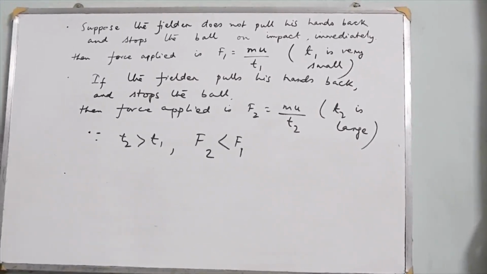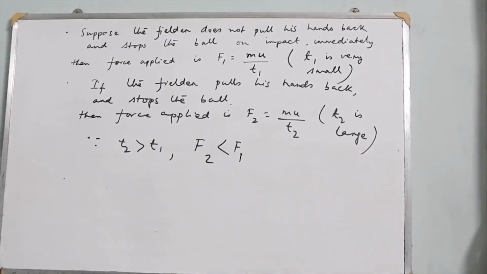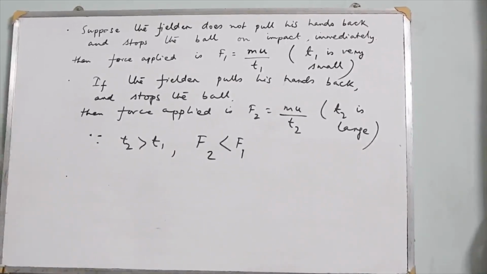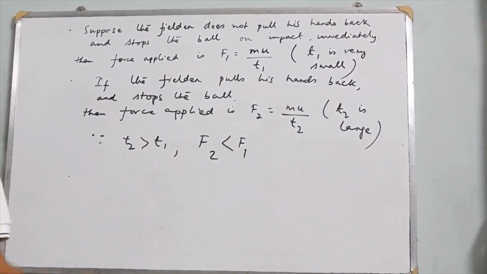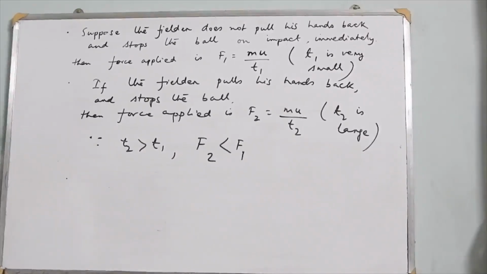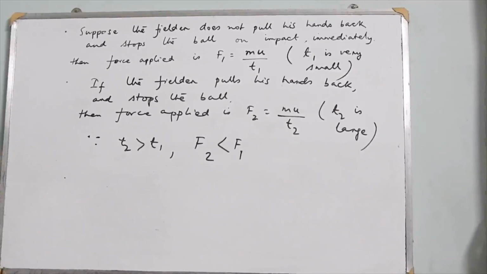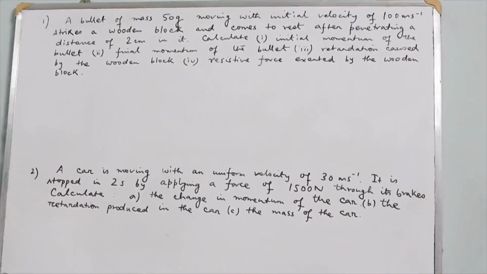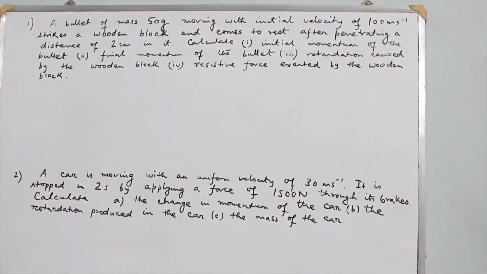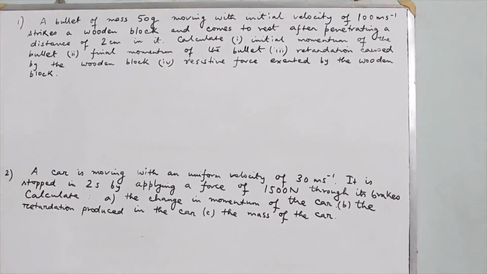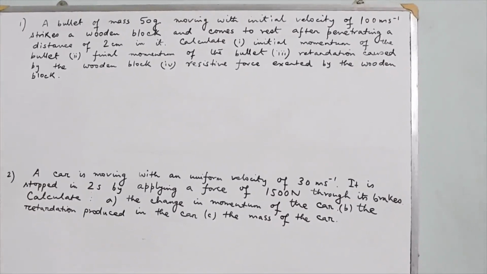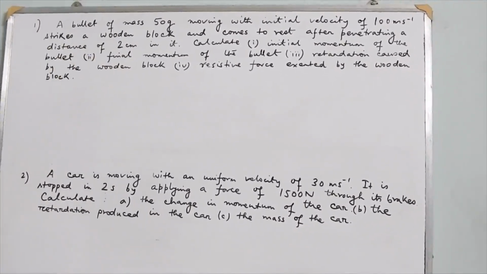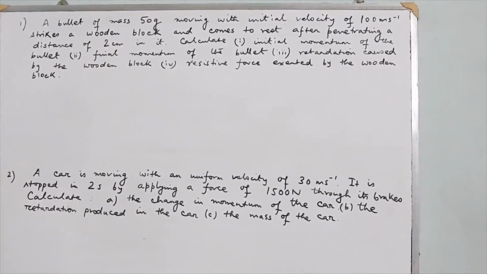So there are so many examples that you can realize, and they can be analyzed mathematically as well as from a theoretical viewpoint to demonstrate Newton's second law of motion. So now let us solve two problems related to Newton's second law of motion. So the first problem is like this. A bullet of mass 50 gram is moving with the initial velocity of 100 meter per second.